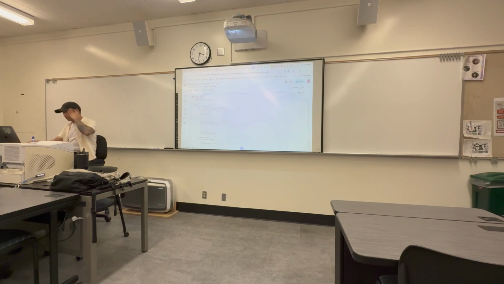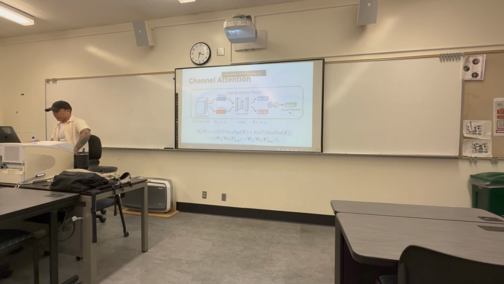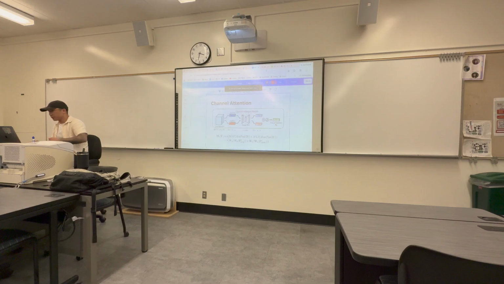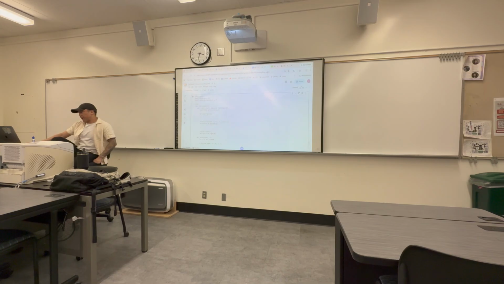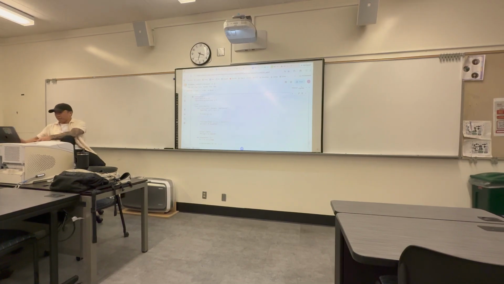So we're going to be doing channel attention first. Remember, this is channel attention. We need to do a global pooling for max and average. So I'm going to look up how to do a global average pooling in PyTorch. Adaptive pool 2D.